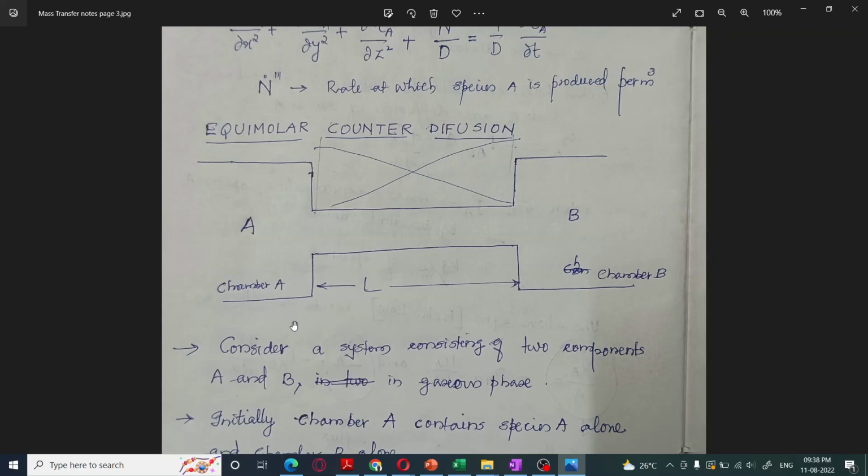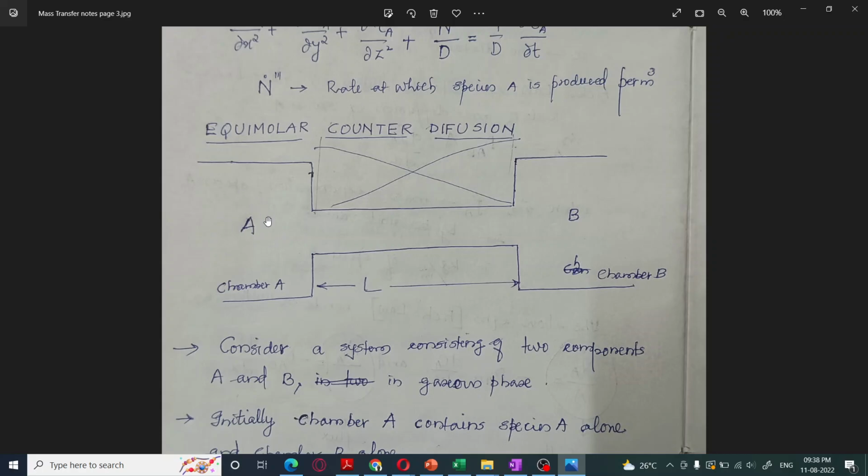Let's have two chambers, A and B, chamber 1 and chamber 2. Chamber A and chamber B are connected by a tube, preferably with a uniform cross section. Initially chamber A contains the component A alone and chamber B contains the component B alone. They are at the same pressure and same temperature, and assume that they are not reacting with each other, so chemically non-reacting.